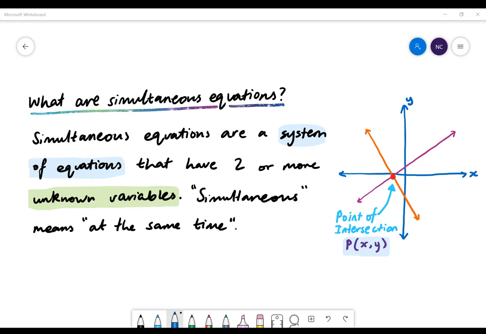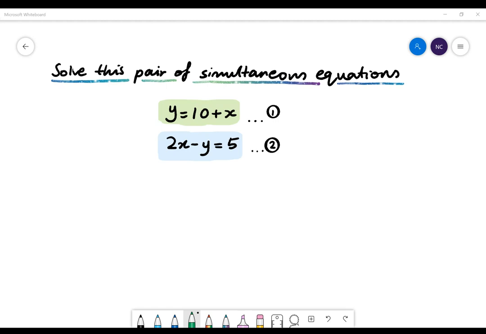Let's take a look at the diagram on the right. Here we have a system of two linear equations. Solving these equations simultaneously allows us to find the point of intersection, which has a coordinate consisting of an x and a y component. Let's first look at a few examples.